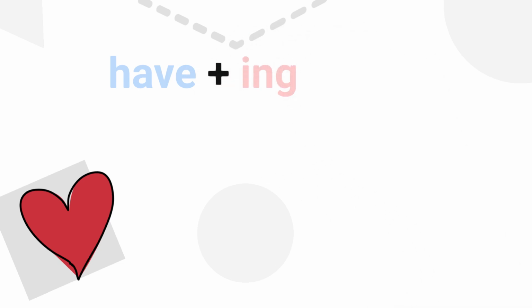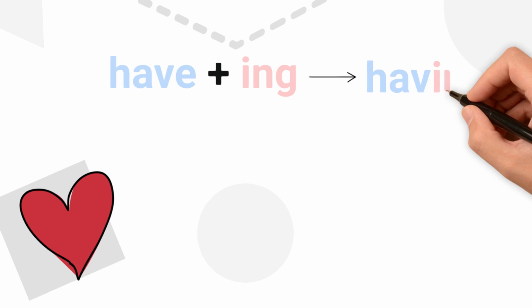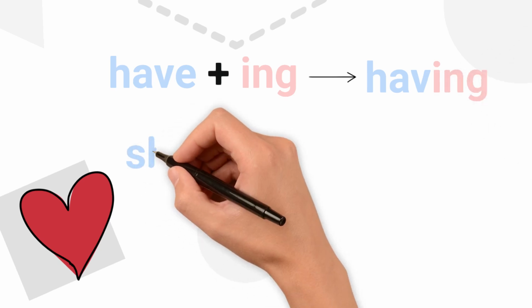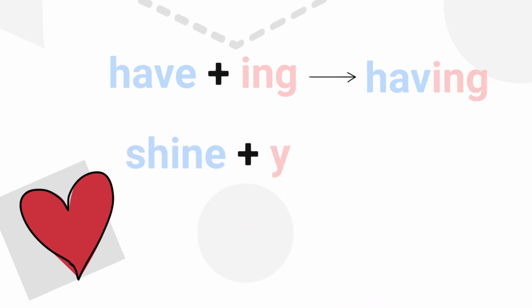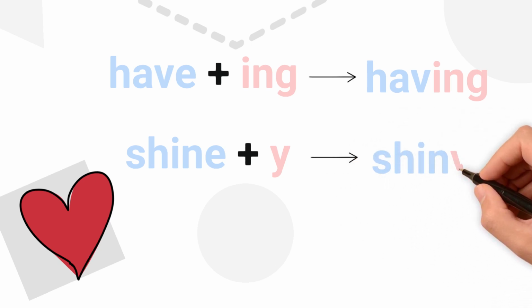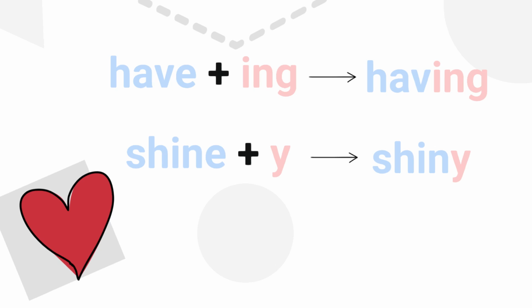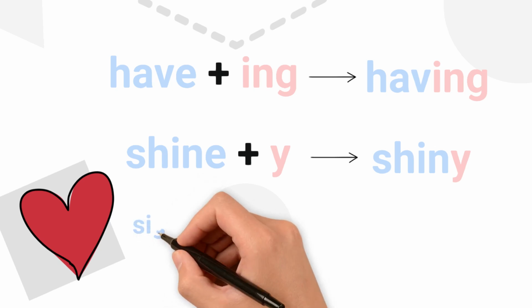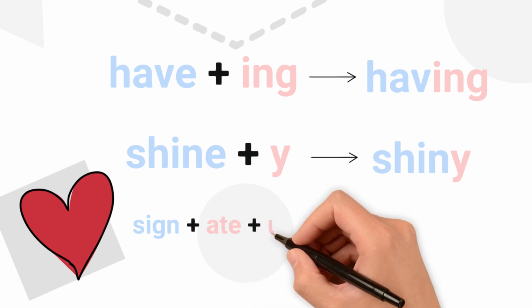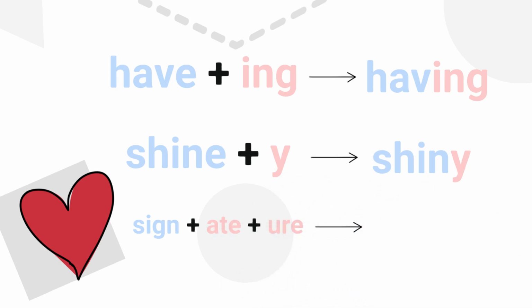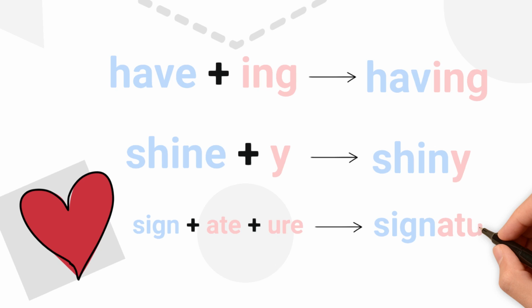Just like HAVE plus ing is rewritten as HAV no E ing, SHINE plus Y, a vowel suffix, is rewritten as SHIN no E Y. This even works for words that have more than one suffix, like SIGN plus ATE plus URE is rewritten as SIGN AT no E URE. This is the drop the E, add the vowel suffix rule.